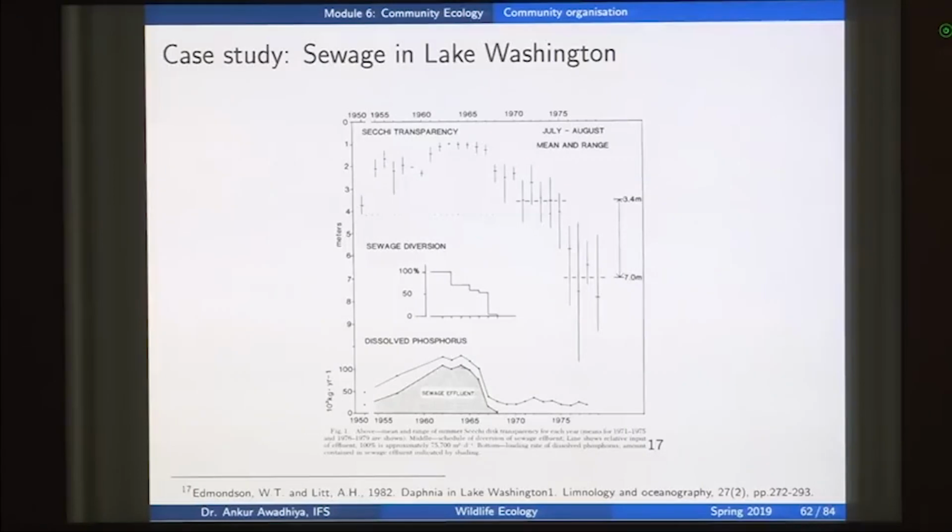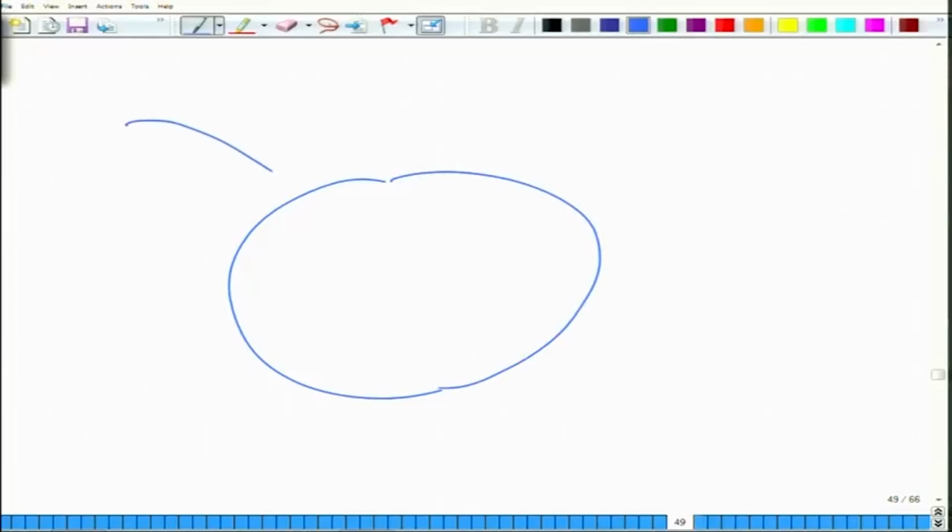Lake Washington is a lake near Seattle, and in the case of this lake, there were a number of sewerage drains that were draining into this particular lake. So, you have a lake, and in this lake you have one stream that is giving out sewerage, then another stream that is giving out sewerage, and so on. After a while, people said, no, this is too much, let us now treat this waste.